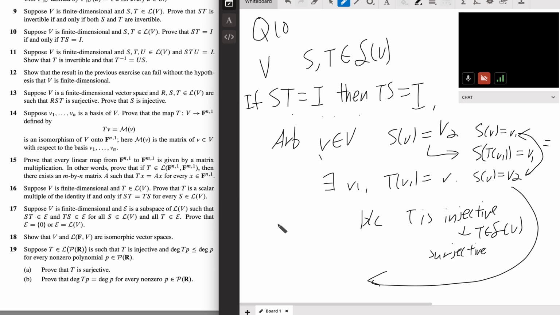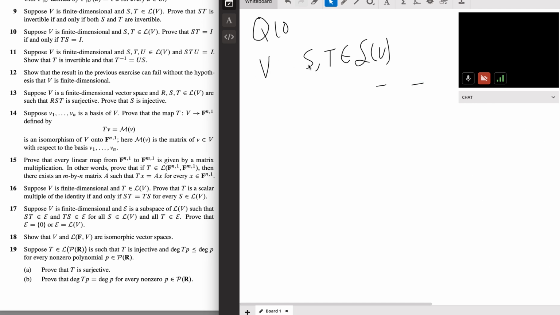So then what happens is that T of V1 is equal to T of S of V, which is equal to V, so that's good, because V1 is equal to V2. So yeah, I guess that was a very tedious way to show this. Perhaps there was a nicer way, I might have missed it.